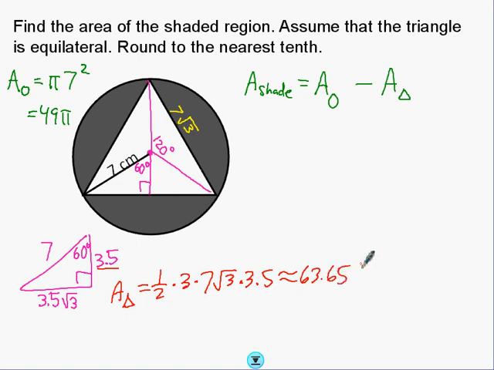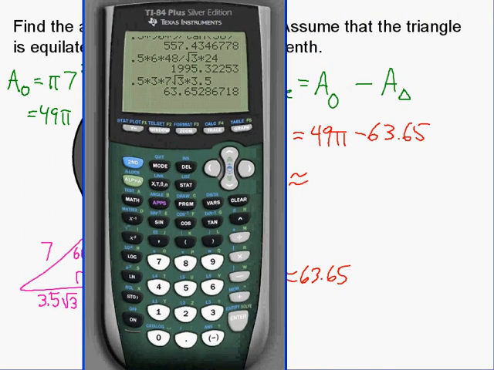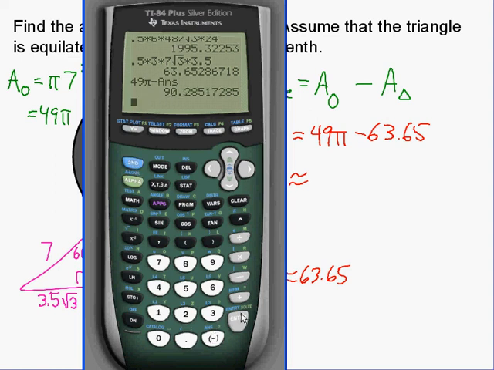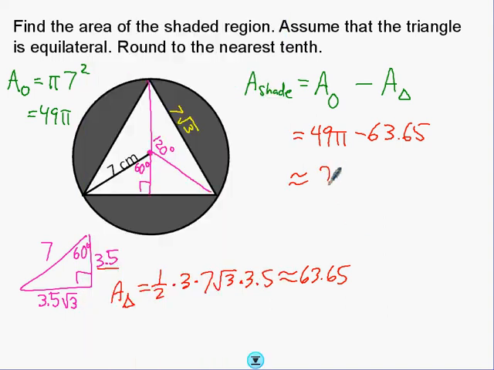Okay, so to find the area of just the shaded region, I'm going to take the area of the circle. We said that's 49 pi. And I'm going to subtract the approximate area of the non-shaded region. And let's punch that in the calculator. I'm just going to say 49 times pi, and I'm going to subtract the answer. About 90.29. That should be the area of this shaded region. This flap and this flap and this flap.